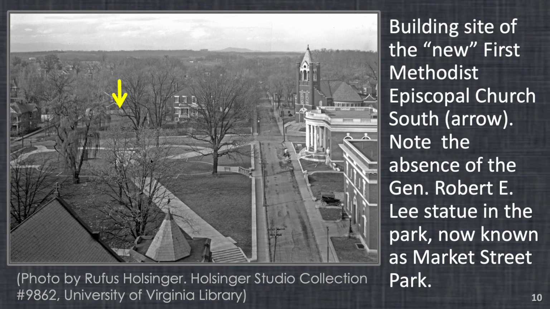This picture shows the building site of the new First Methodist Episcopal Church South, when it was still a vacant lot, which is indicated by the yellow arrow. At the top right in the picture is the First Baptist Church, where Queen Charlotte Square now stands. It was destroyed by fire in the 1970s. Note that the General Robert E. Lee statue had not been placed in Lee Park, now known as Market Street Park.